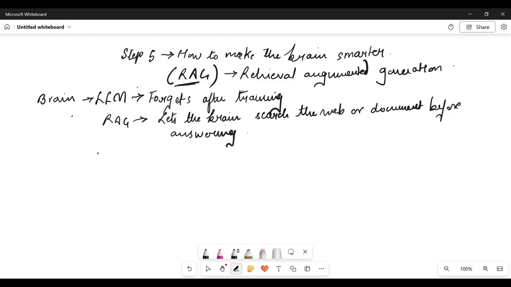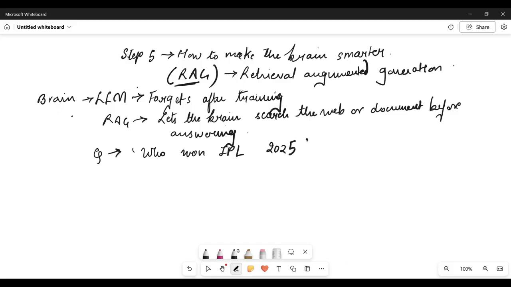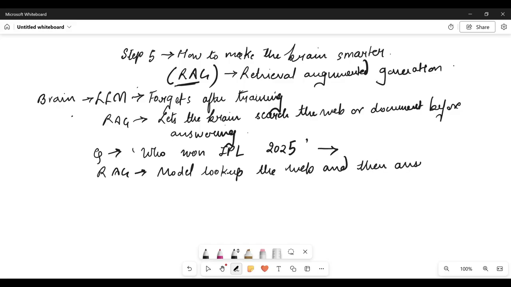Suppose we are giving a prompt to ChatGPT or whichever brain of GenAI: who won IPL in 2025? RAG would make the model look it up first and then reply, because the models are not trained on up-to-date data, and training is very costly for every new piece of data. So it searches the web for the latest documents to get the latest answer.